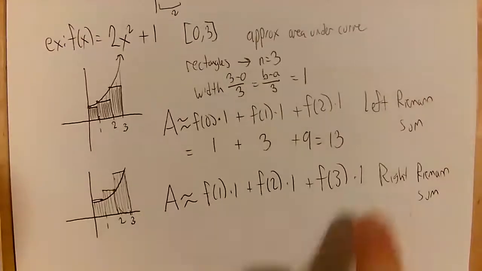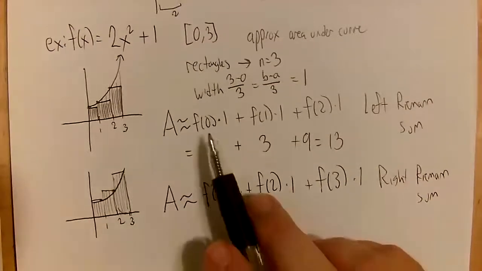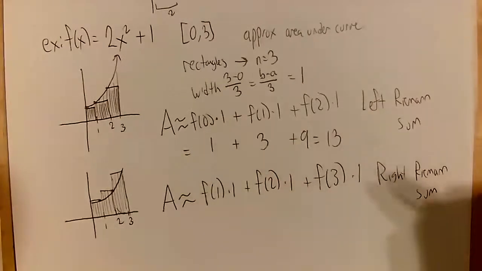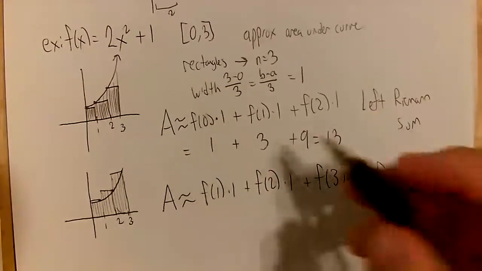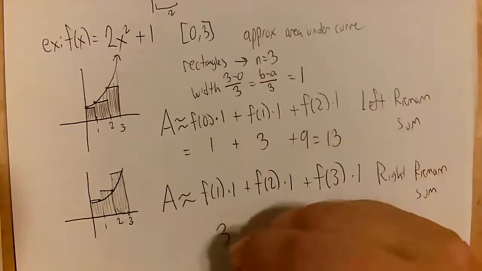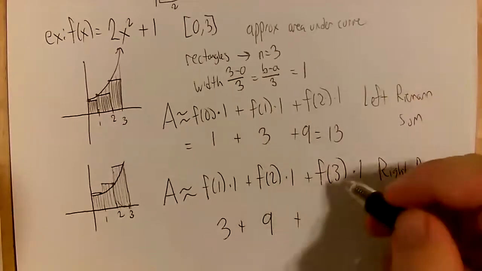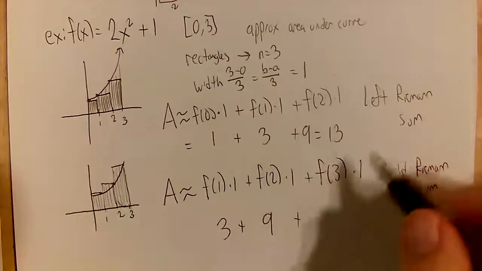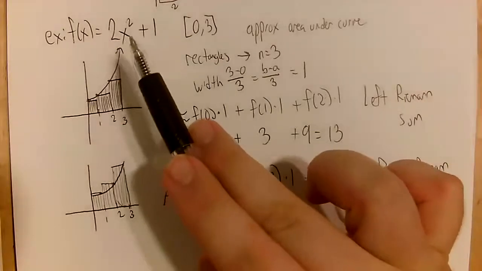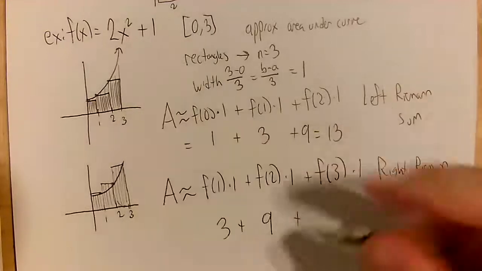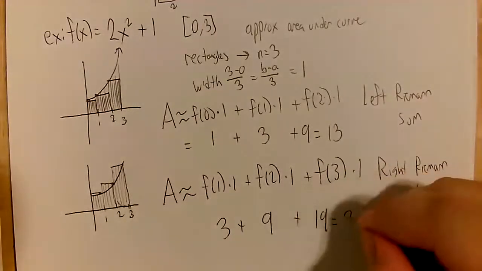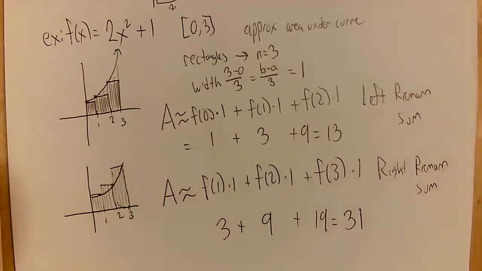Now, if anyone ever asks you to do both a left and a right Riemann sum, the good news is that they're almost exactly the same, except the left Riemann sum will have an extra term in the beginning, and then the right Riemann sum will have an extra term in the end. We already computed what f of 1 is, it's 3. We already computed what f of 2 is, it's 9, so we don't need to do those again. The only new thing we need to do is figure out what f of 3 is. If I plug 3 in, 3 squared is 9, times 2 is 18, plus 1 more is 19. So our approximation for the area using right Riemann sums will be 31.